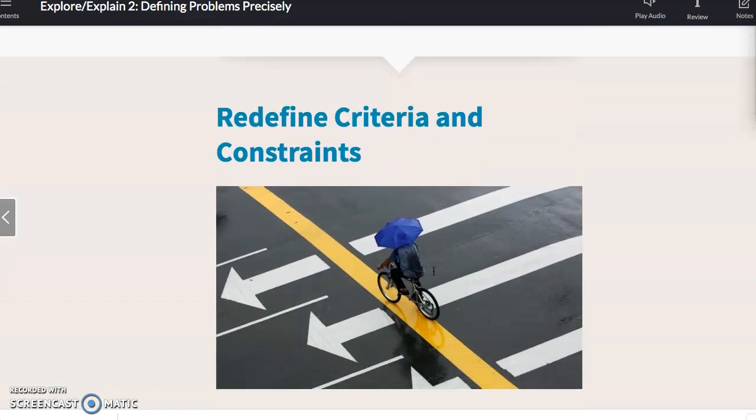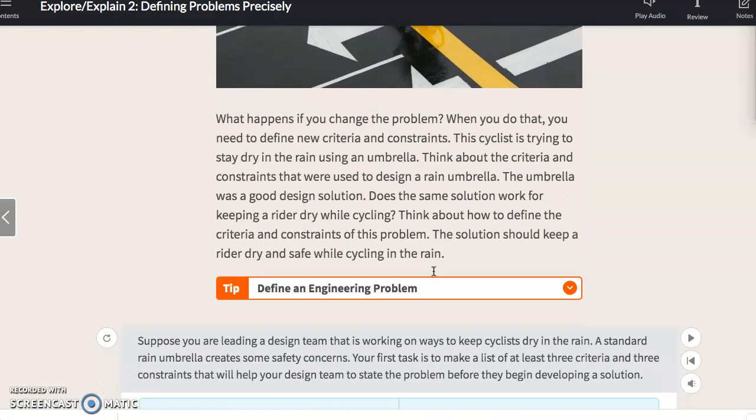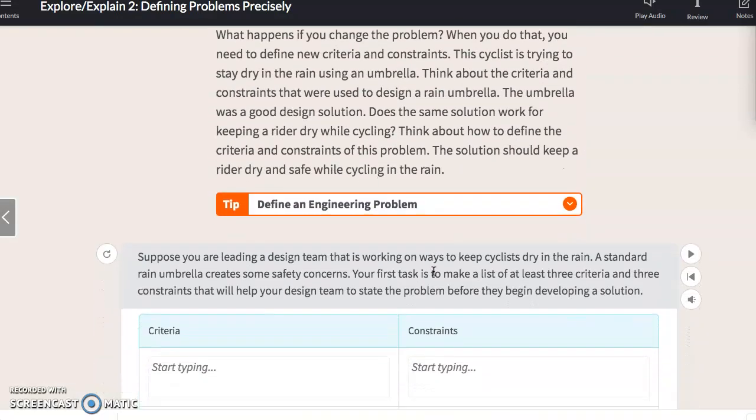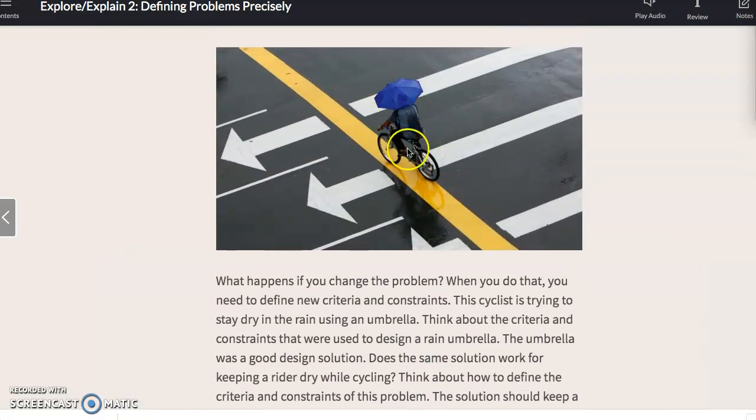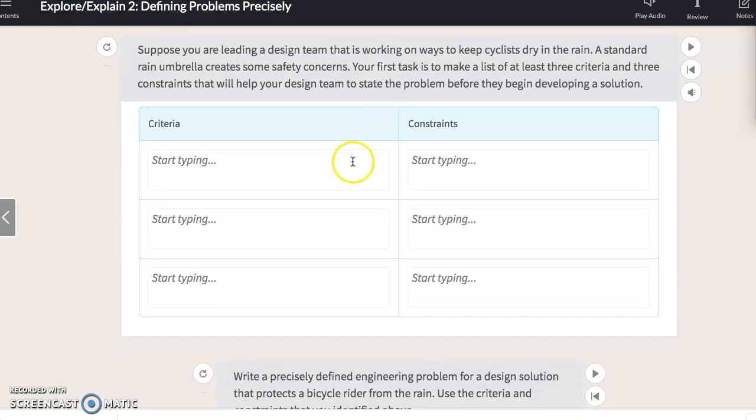So there we go. What happens if you change the problem? Then you're going to have new criteria and constraints. So not just an umbrella now, but an umbrella that you can use when you're biking. So it's a little bit different. So what criteria do we need to have when they're biking? It's still going to have to be waterproof.